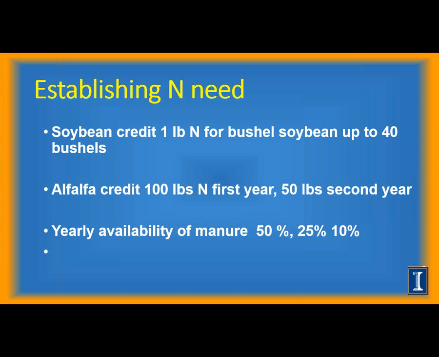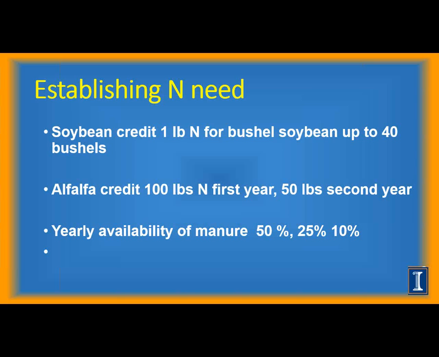Alfalfa, they may throw that in on you. If you come in behind alfalfa, you're going to get a minimum of 100 pounds of nitrogen the first year if you have a decent stand of alfalfa. And alfalfa will actually make contributions the second year.